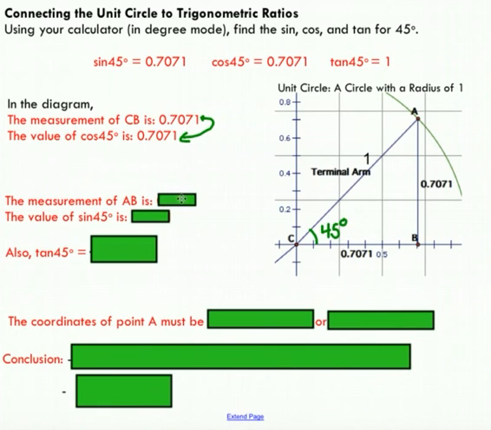Okay, so let's look at the measurement of AB as well. You'll see that that's also 0.7071, and the value of sine of 45 is also that same number. Again, the cos of 45 happens to also be 0.7071, but the relationship that we're investigating here is between this side and the sine of that angle. You might also notice the tan of 45 is 1. Well, the ratio of the sine to the cos of 45 happens to also be 1. And it turns out that's not a coincidence.